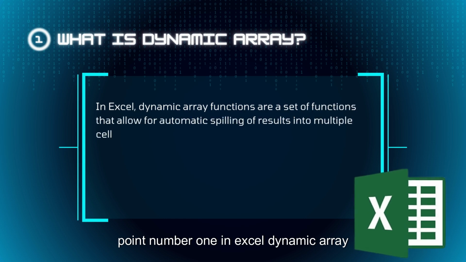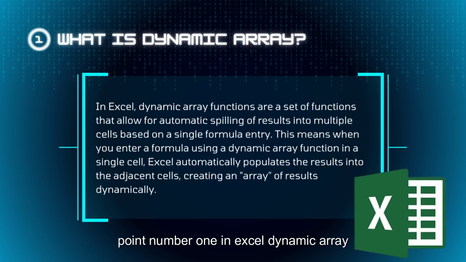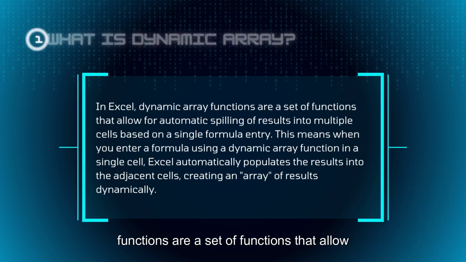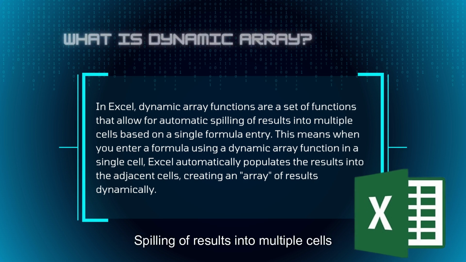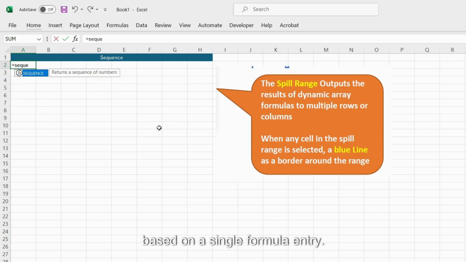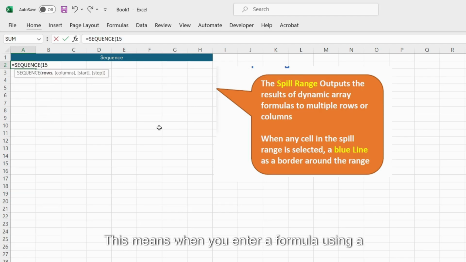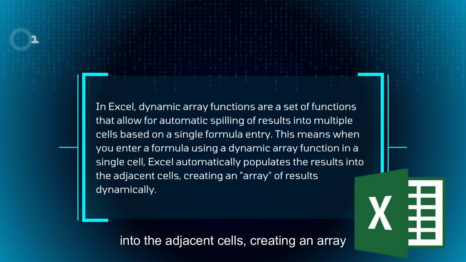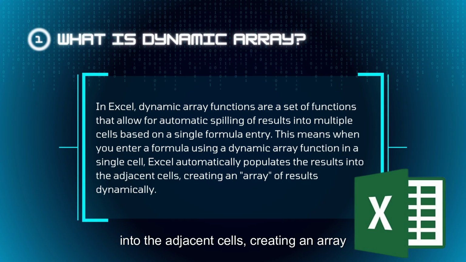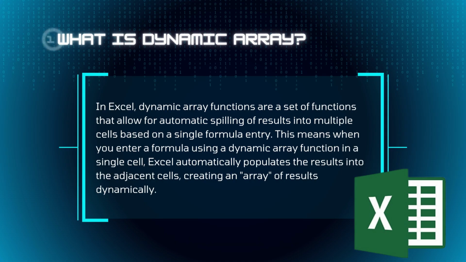Point number 1. In Excel, dynamic array functions are a set of functions that allow for automatic spilling of results into multiple cells based on a single formula entry. This means when you enter a formula using a dynamic array function in a single cell, Excel automatically populates the results into the adjacent cells, creating an array of results dynamically.